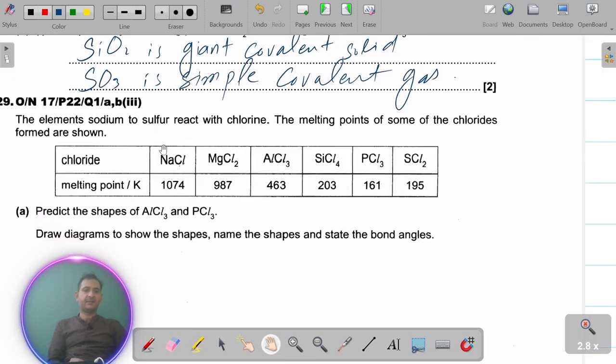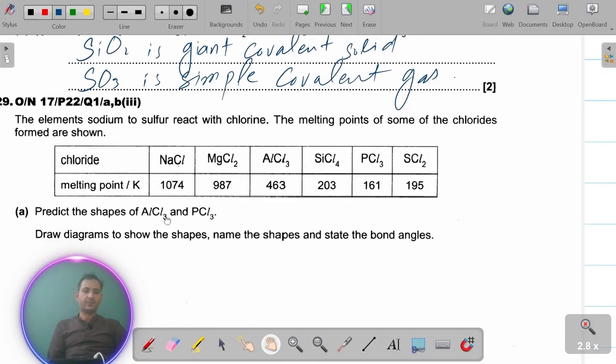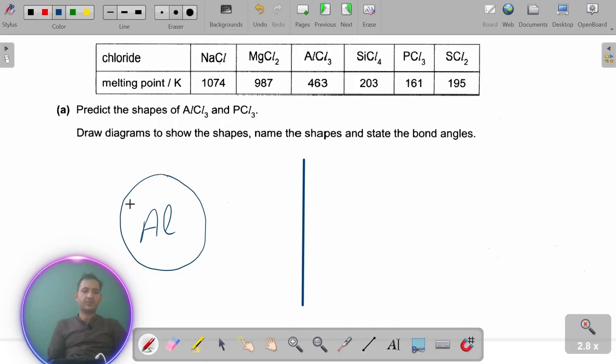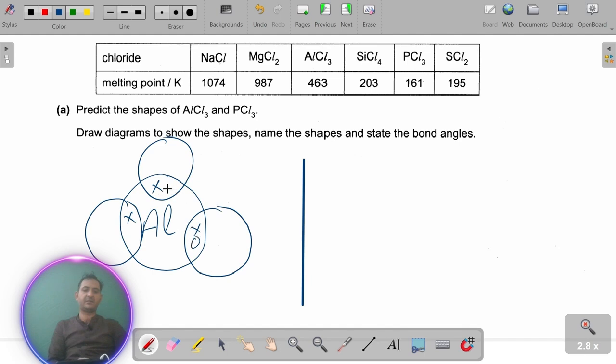Next question: the elements sodium to sulfur react with chlorine. Predict the shape of AlCl3 and PCl3. So what are the similarity and difference? Aluminum is from group 3. It has 3 electrons in its valence shell, so it is bonded with one chlorine, another chlorine, and a third chlorine. But phosphorus is from group 5. It has 5 electrons. Aluminum has 3 electrons, 1, 2, 3, and there are chlorine 1, 2, and 3.